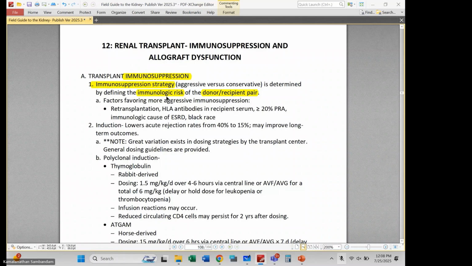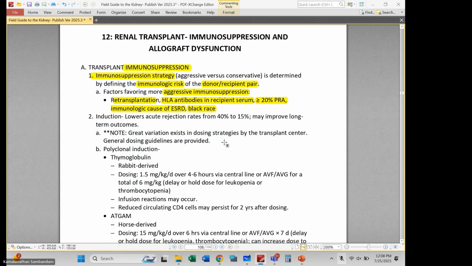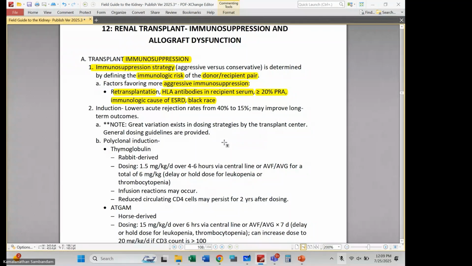So if I have patients who have been transplanted before or have lots of HLA antibodies, and that would be captured by a higher panel reactive antibody, or an immunologic cause of ESRD, such as lupus nephritis, or of African descent, those would be higher immunologic risk. And so those would typically warrant a more aggressive immunosuppression strategy. And that strategy begins with induction and maintenance and concludes maintenance.